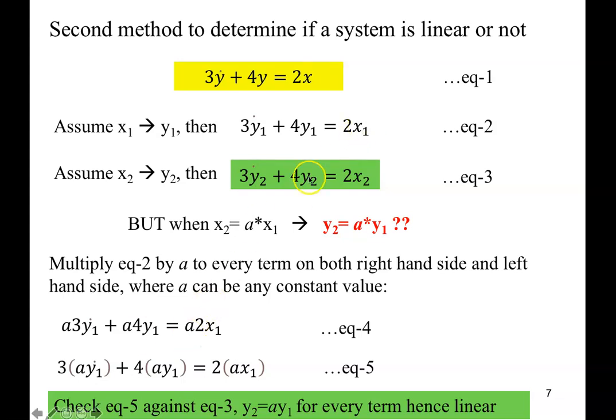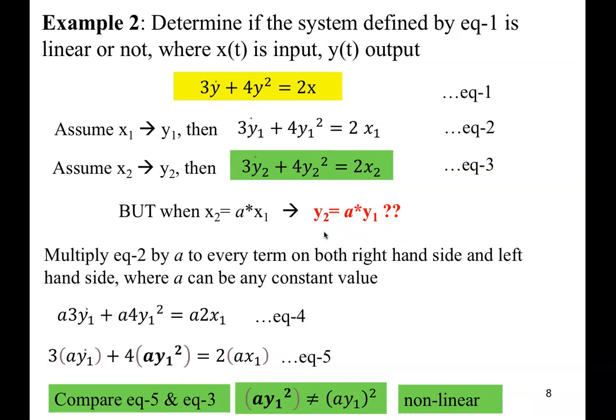Now, when you make comparisons between equation number 3 and equation number 5, you have to make sure every single term has that relationship. If any of the terms doesn't have that relationship, then you don't have a linear system.